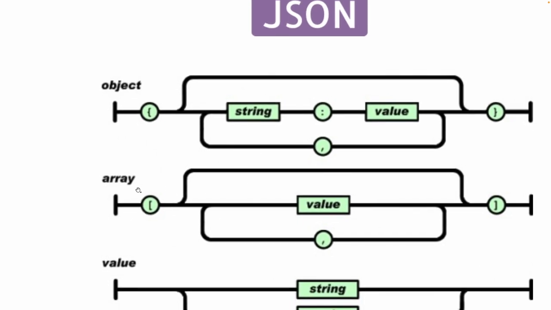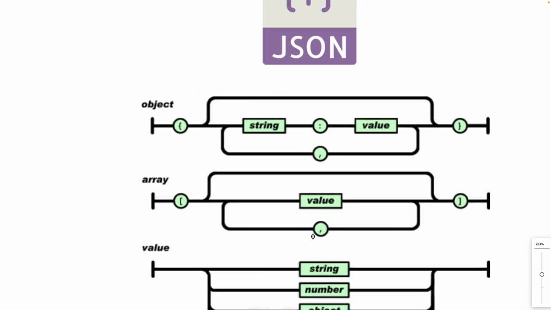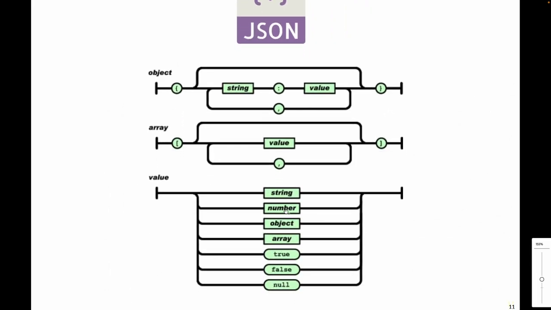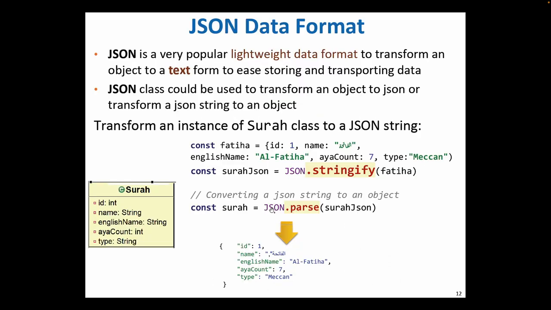I can also put an array by using square brackets, and then I just need to put values. And what is a value? A value can be a string, number, object, array, true value, false value, or a null. So this is the main syntax of a JSON file. This is a pretty powerful data format. It's just a text file. You can create a JSON file using your regular Notepad text editor, and you can represent very sophisticated data.